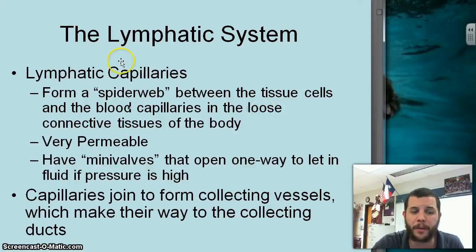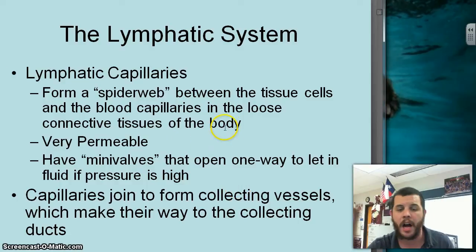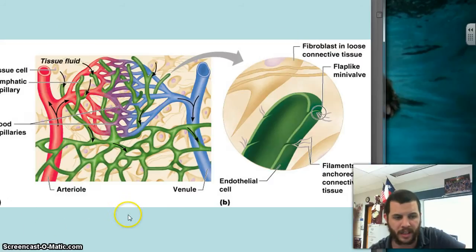It says lymphatic capillaries form a spider web between the tissue cells and the blood capillaries. They're very permeable. They have these little miniature valves so that once the fluid gets in there, it's only going to go in one direction. Okay, you don't want it to start to backflow. It's just going to flow in one direction. It says the capillaries join to form collecting vessels, which make their way to collecting ducts.